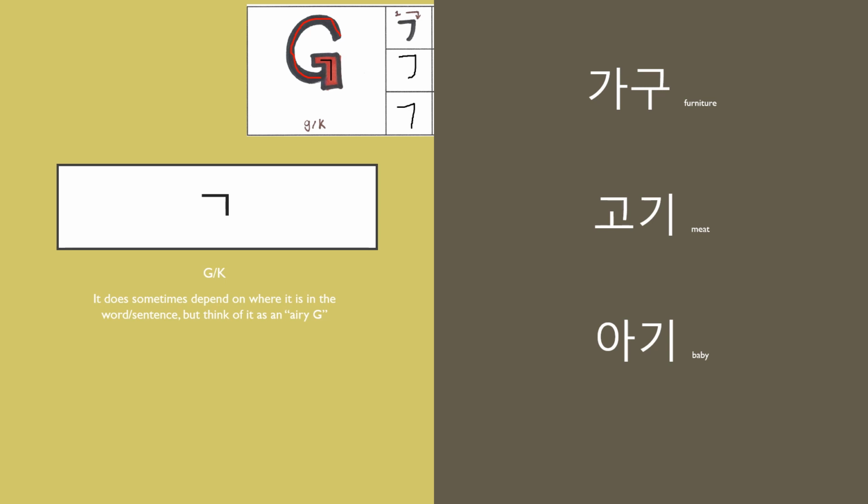Alright, so I hope you had some practice. The first word is furniture, and it's pronounced as 가구, 가구, 가구. The second word is meat, and it's pronounced 고기, 고기, 고기. And the last word is baby, it's pronounced 아기, 아기, 아기.